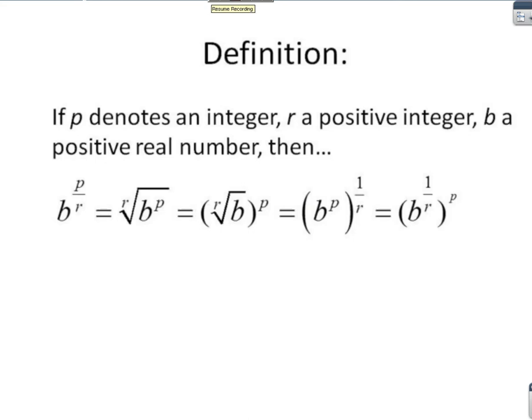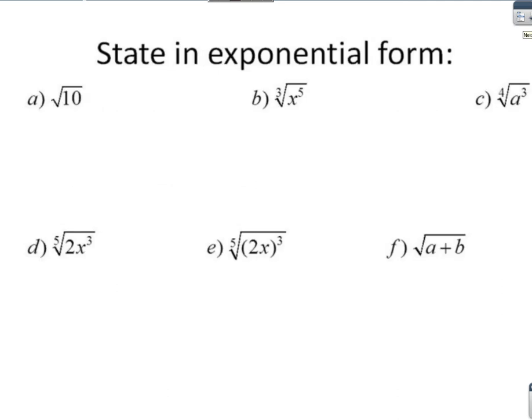So for the following problems, this definition is going to prove useful to us. The first few examples I want to do here, all we're going to do is take radicals and convert those over to an exponential form. If you look at part A here, we have the square root of 10. The index number on this radical would be a 2 since it's a square root, and the power on the 10 would be a 1, obviously.